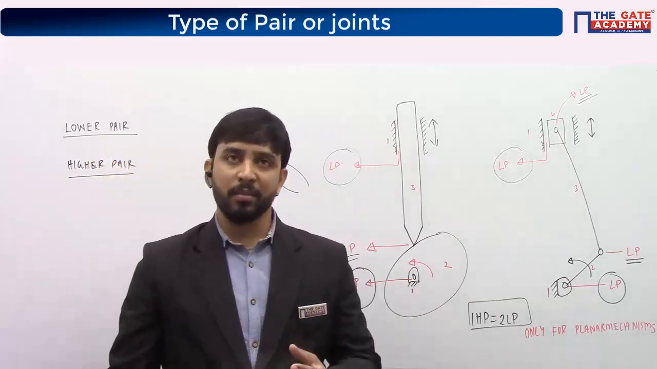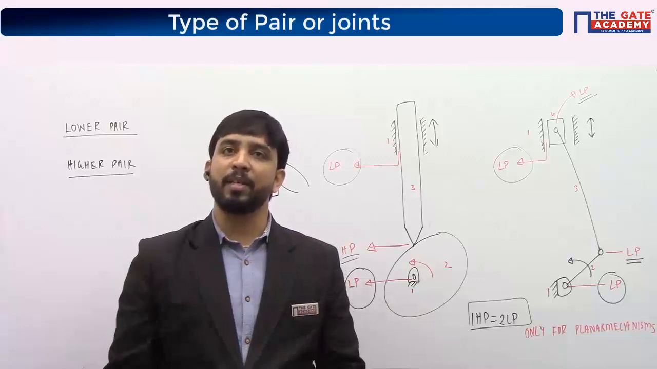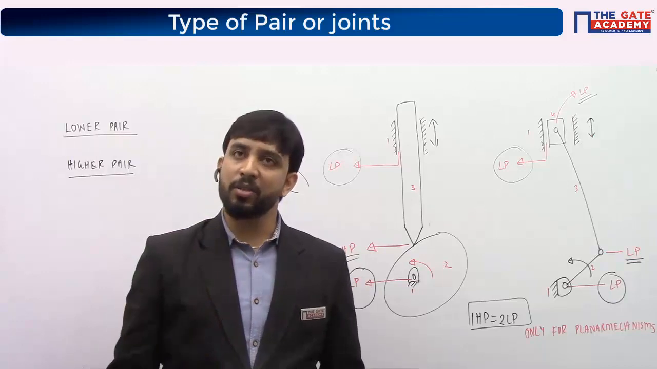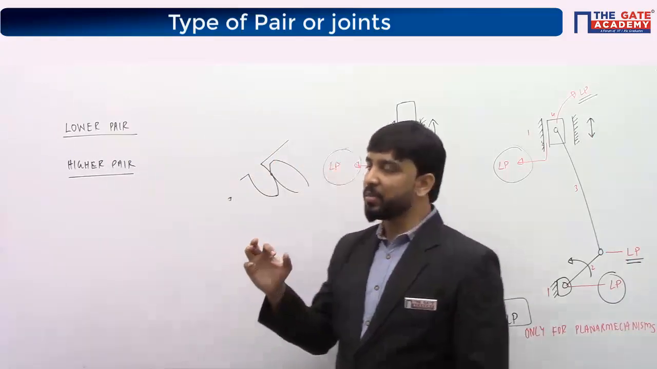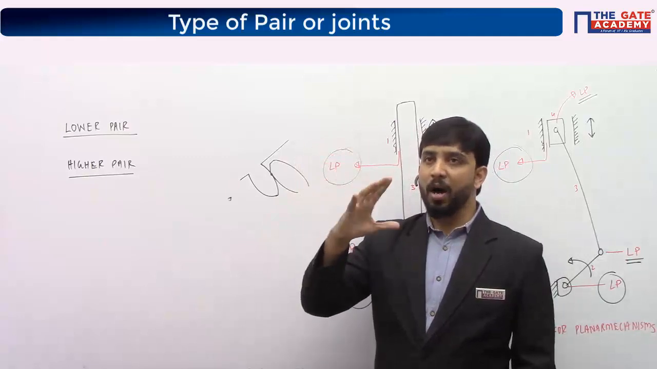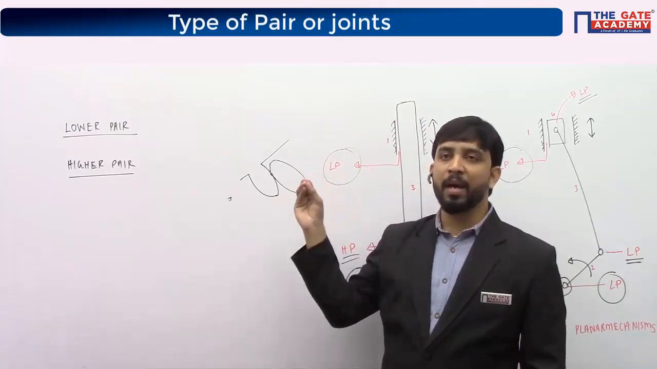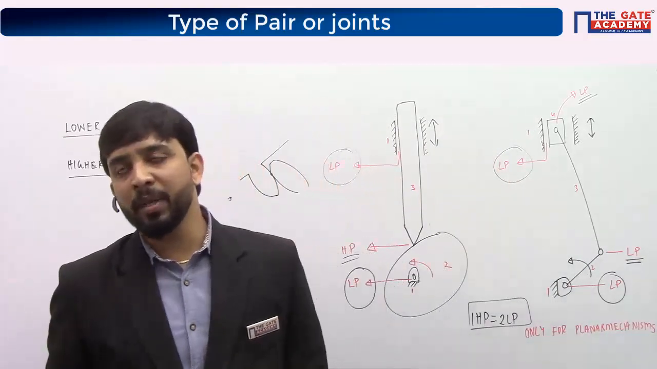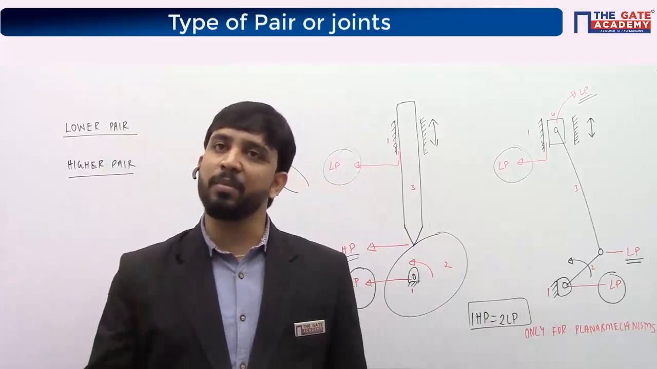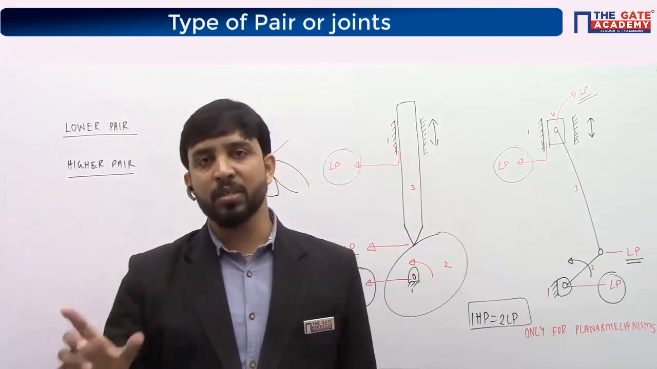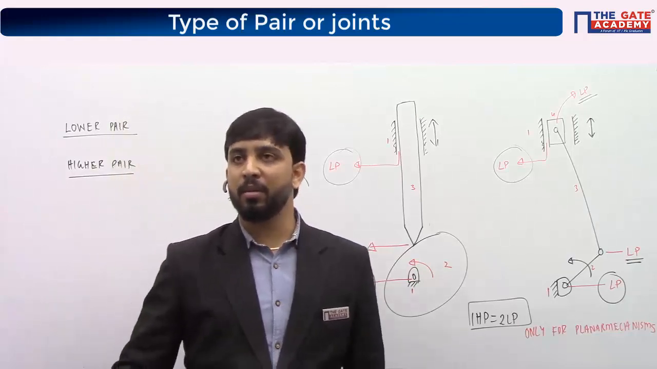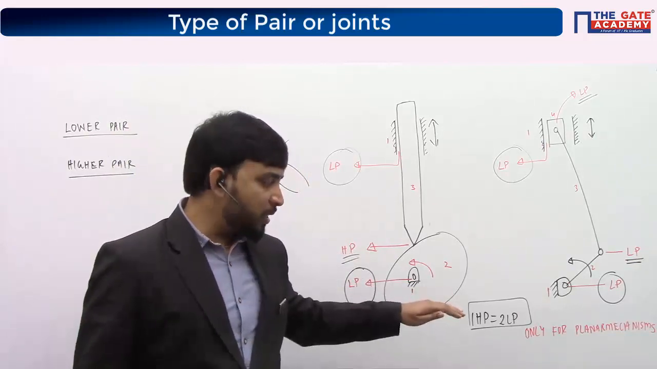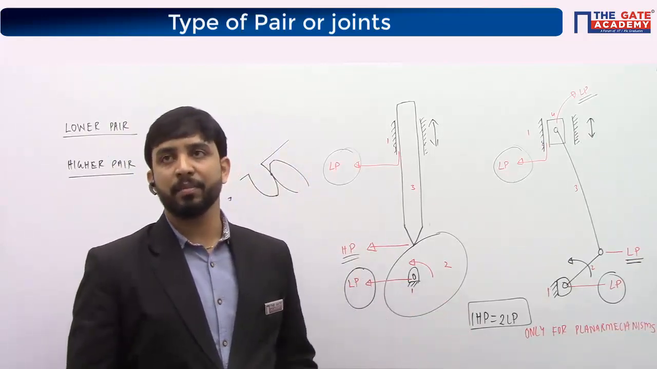Whenever I say planar mechanism, all the links will be moving in multiple parallel planes, okay? If all the links are moving in multiple parallel planes or in a single plane, then it's called a planar mechanism. In a planar mechanism, there will be no motion perpendicular to the plane. If there is any motion perpendicular to the plane, that kind of mechanism is considered a spatial mechanism. The statement is valid only for planar mechanisms.